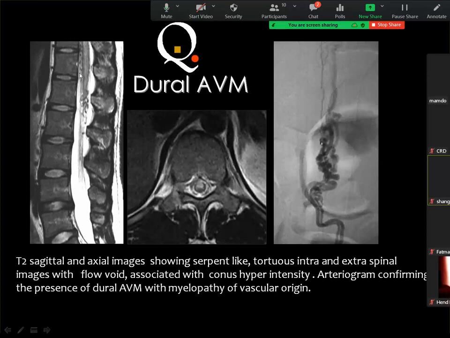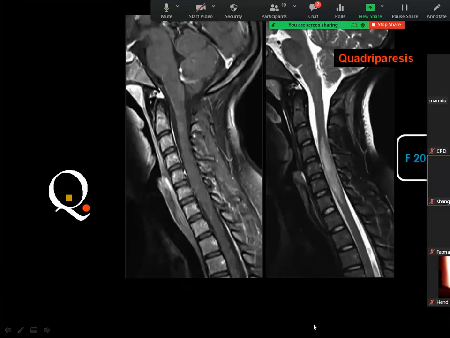The cause of abnormal signal in the conus is either one of two. Either it is due to edema or due to ischemia. And ischemia occurs because of the direct shunting of the blood from the arterial to the venous side without passing to the capillaries. And this will result in some degree of ischemia of the conus medullaris.